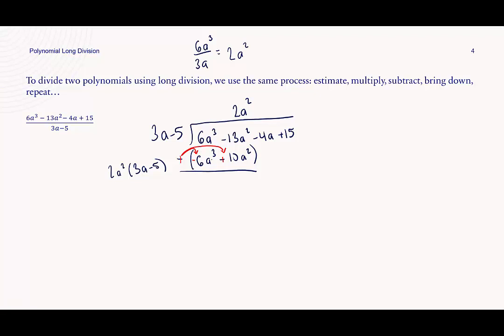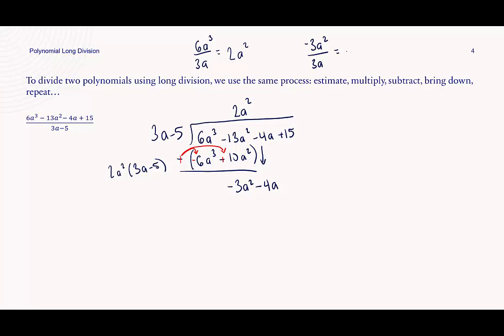When I go to combine 6a cubed and negative 6a cubed, that makes 0. Don't need to worry about that term. Negative 13a squared and 10a squared makes negative 3a squared. And because I have 2 terms here, I'm going to bring down 1 more term so that they have the same number of terms. Now I'm going to do this process again. Take the first term of that partial quotient and divide it by the first term of the divisor to figure out the next piece of the quotient.